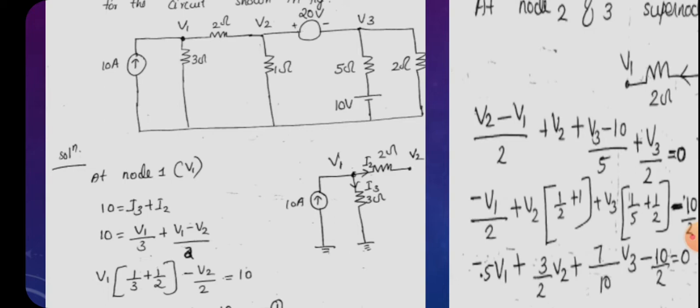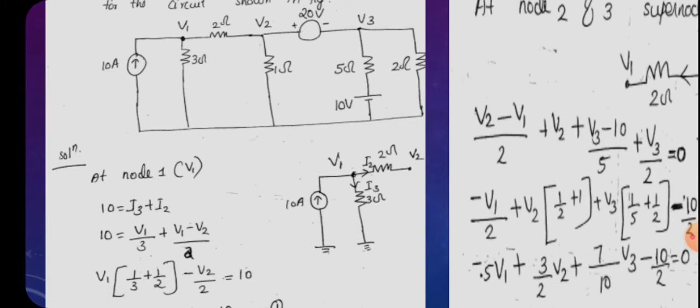So what is the node equation? At node 1 we can apply Kirchhoff's current law, that is, the algebraic sum of currents meeting at a junction will be equal to 0, or the sum of incoming current is equal to the sum of outgoing current. So 10 is the incoming current, I2 and I3 are outgoing currents, so 10 will be equal to I2 plus I3, and I3 is V1 by 3 and I2 is (V1 minus V2) by 2.